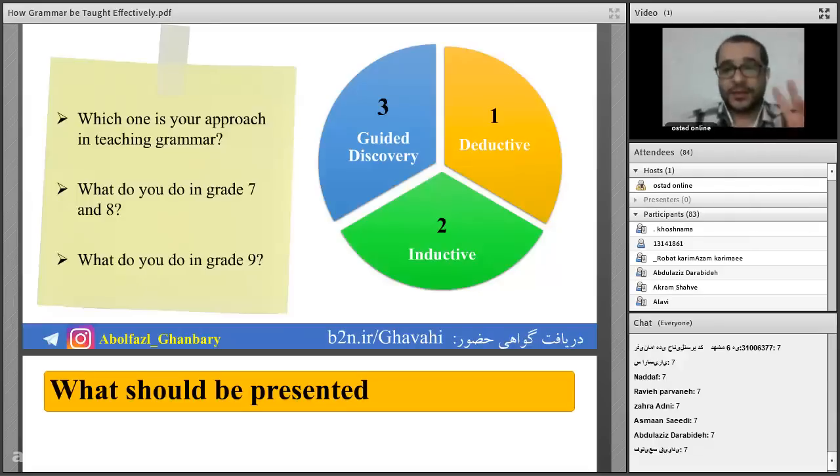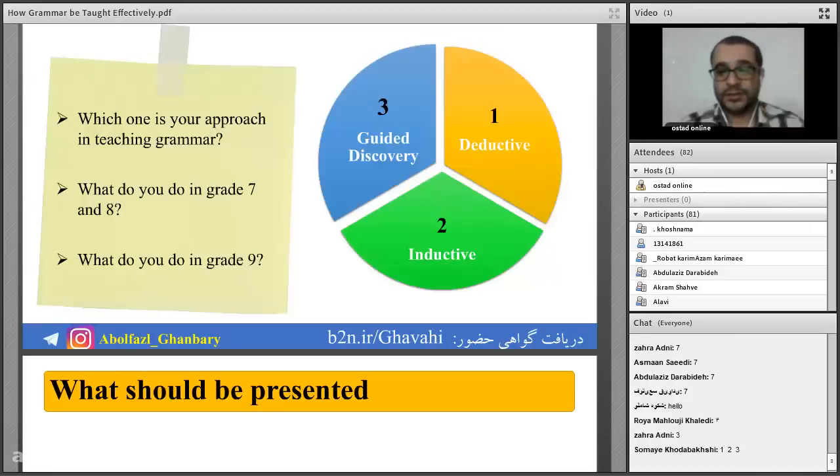Let me ask three questions. The first question, which one is your approach in teaching grammar? 1, 2, 3. How do you teach grammar in your classroom? Put number 1 or 2 or 3 in the chat box.